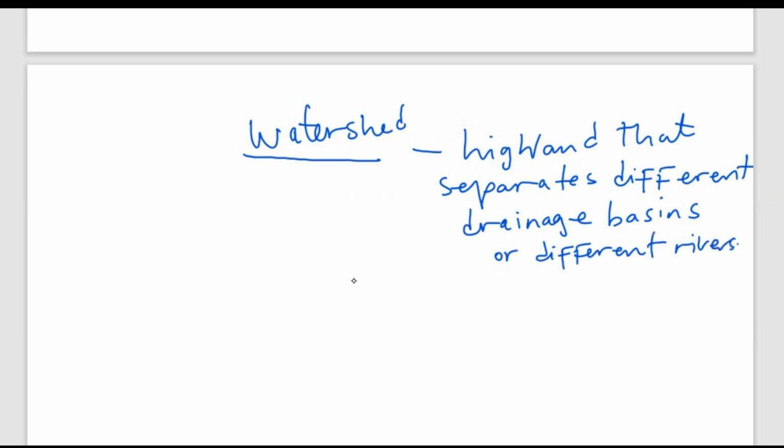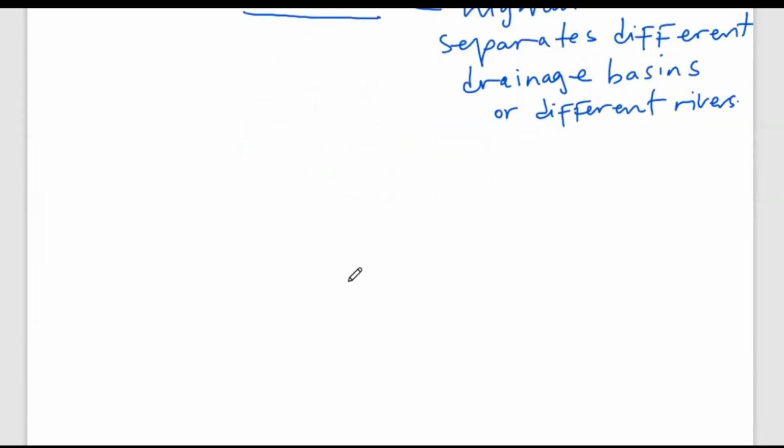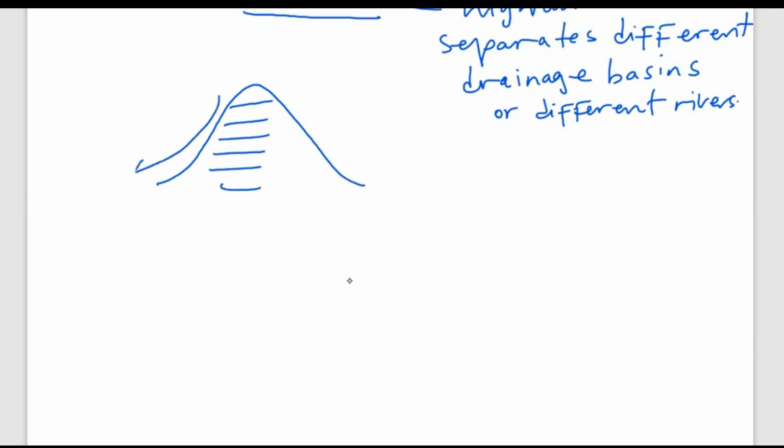That is a watershed. Now, if we were to illustrate this, let's put that's a highland. You can see it's been raised. It's a watershed. Now it means on one side we have a river flowing. Let's call this river A. The other side we have another river. Let's call this one river B.